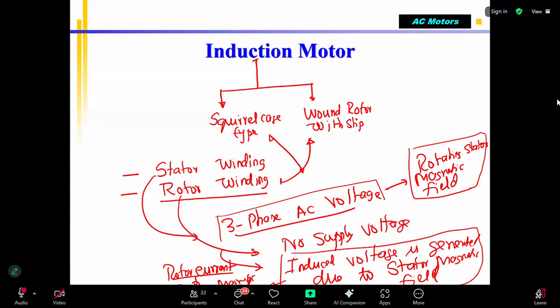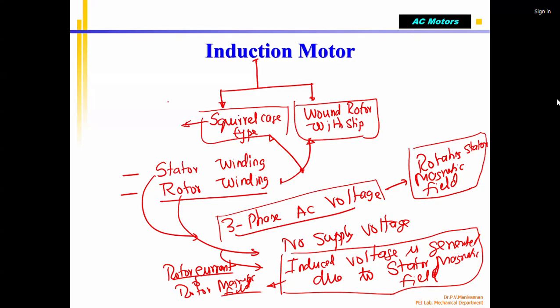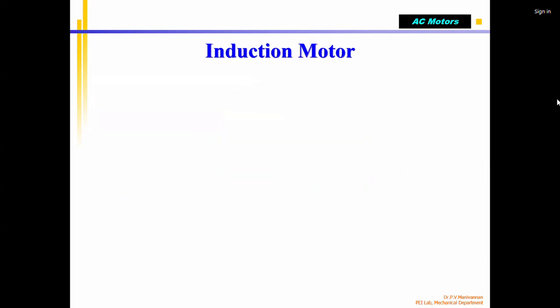So that means induction motors are classified into two types. One is called squirrel cage type. The other one is wound rotor type. Very popular is the squirrel cage type, because of its advantages compared to the wound rotor. But in some applications you may use a wound rotor also. Okay, noted down. I will go to the next slide.